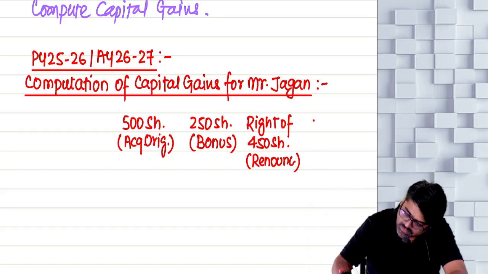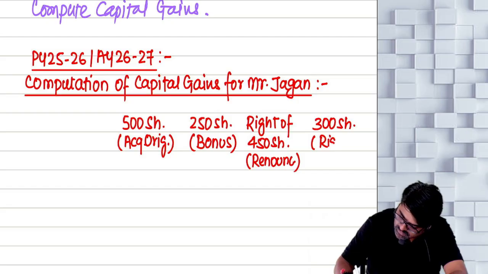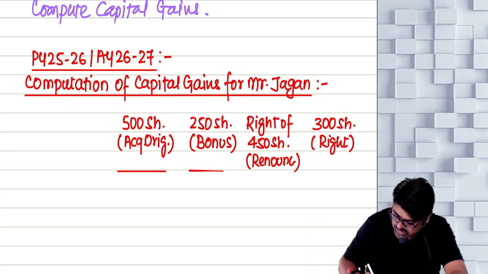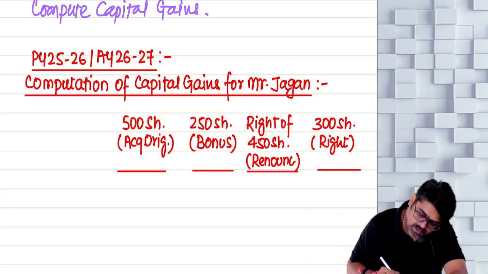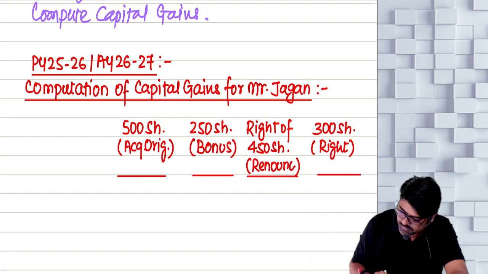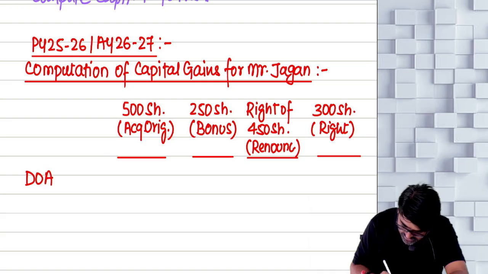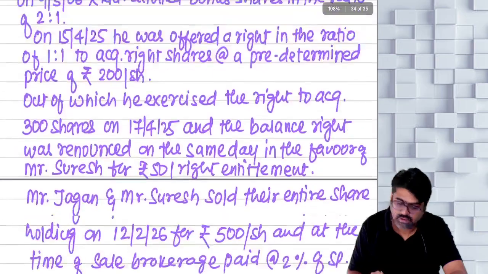But for 300 shares, which he acquired as right shares. This is right shares. Okay, no? This right shares. Now these assets is transferring during the previous year. Understanding or not? Now first of all tell me, what is the date of acquisition? What is the date of acquisition of 500 acquired shares? Tell me.